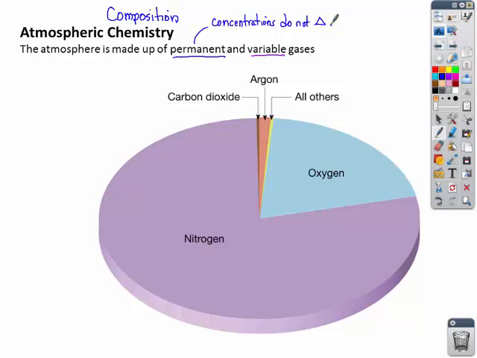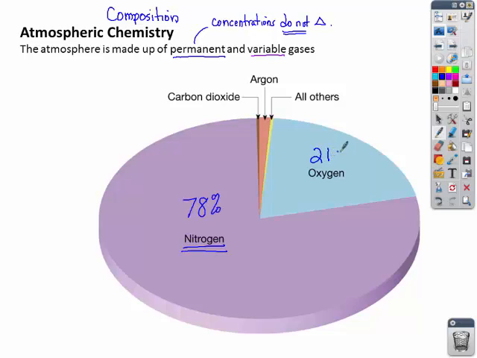So, for example, nitrogen is a permanent gas. Our atmosphere is about 78% nitrogen. You can open up all the nitrogen valves you want on planet Earth, and you'll never dent that number. The concentration of nitrogen does not change.